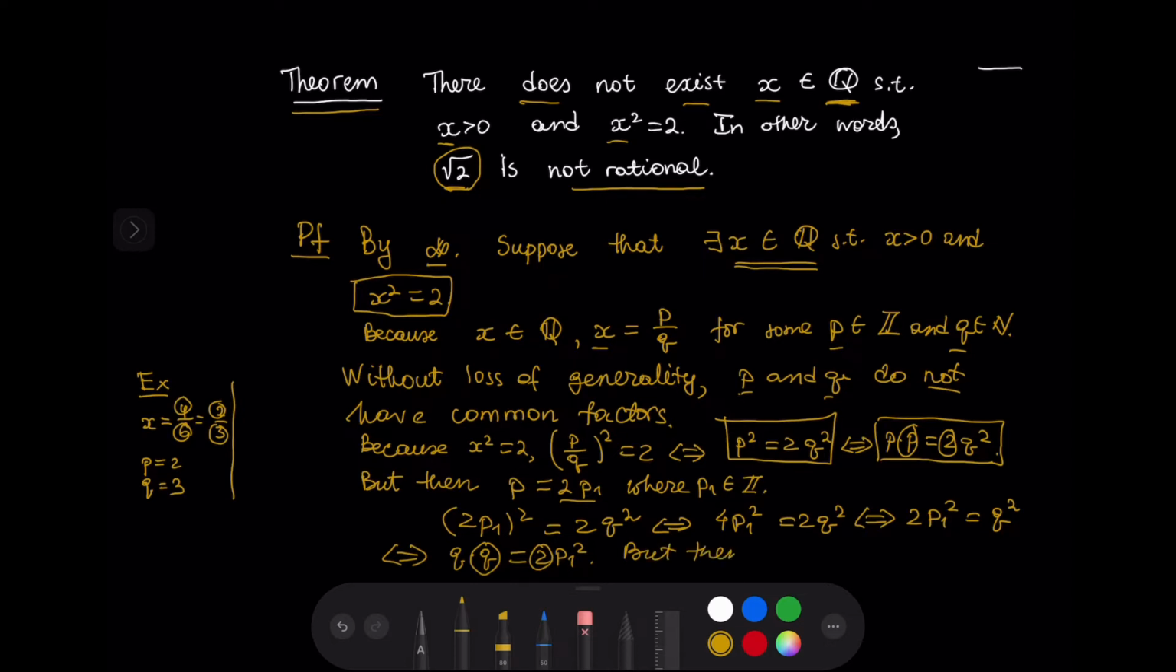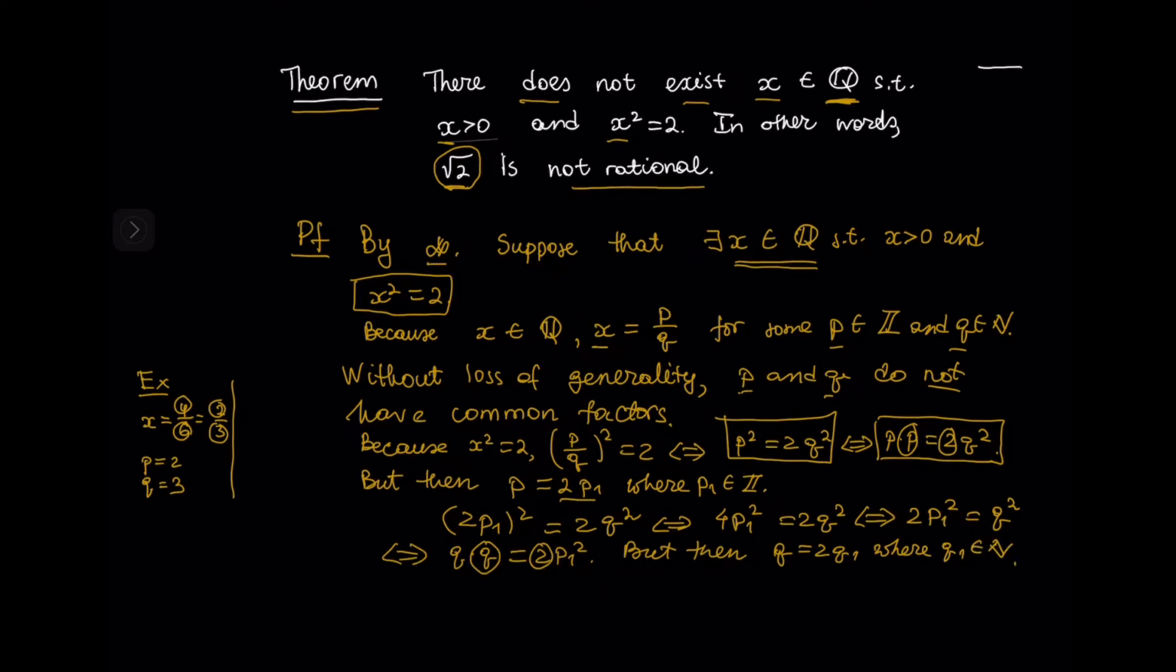But then q is 2 times q1, where q1 is a natural number. So in summary, p has a factor of 2, so p is 2p1, where p1 is an integer, and q is 2q1, where q1 is a natural number. So both p and q have a factor of 2.